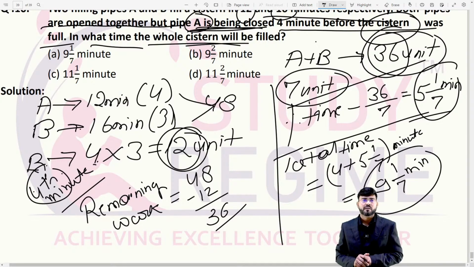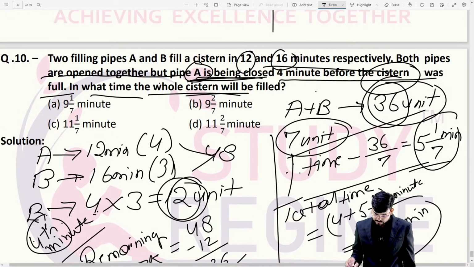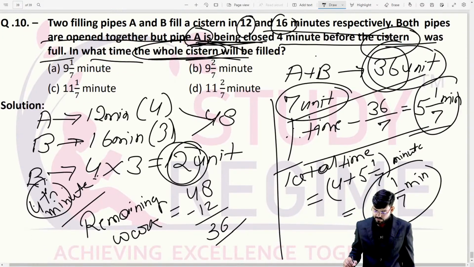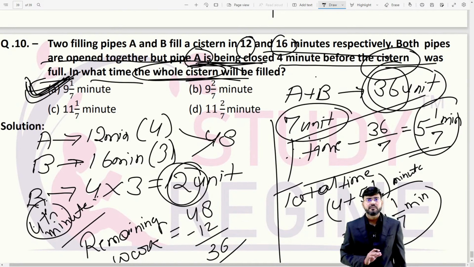Clear? Since in the question it has been asked that A is closed 4 minutes before the system is full, and in what time the whole system will be filled, this was the time, 5 1 by 7 plus 4. So your answer will be 10A. Clear?